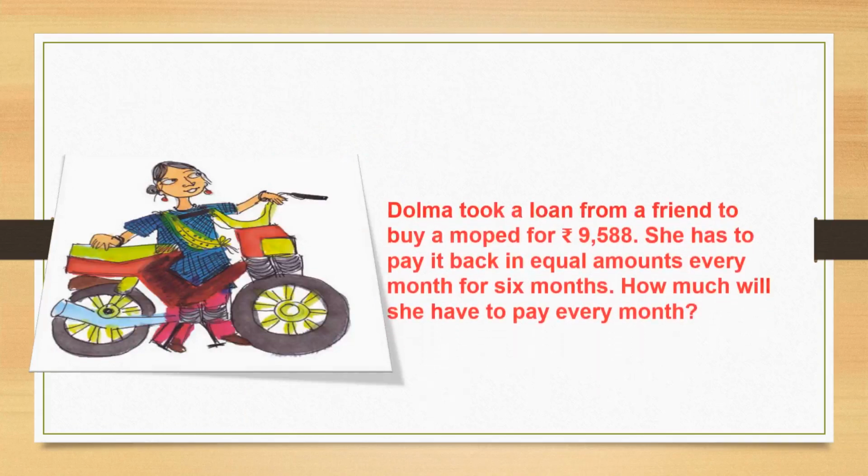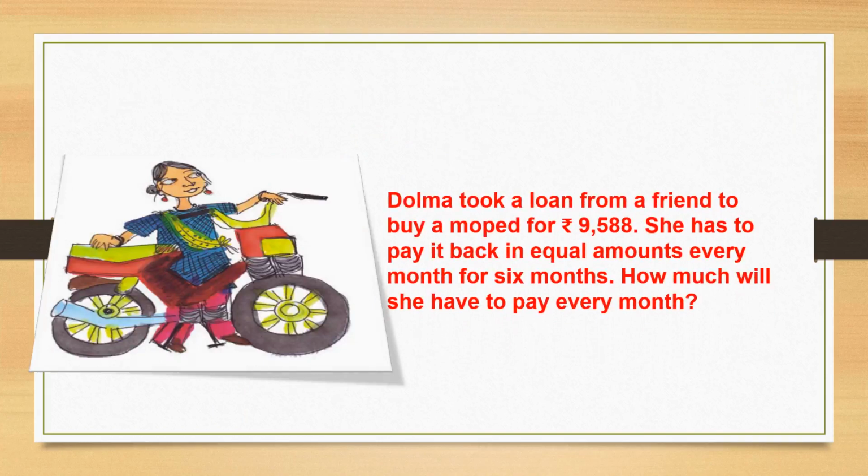Dolma took a loan from a friend to buy a moped for rupees 9,588. She has to pay it back in equal amounts every month for 6 months. How much will she have to pay every month? We know that when somebody takes a loan from any person, a bank or a friend, he or she has to return it.